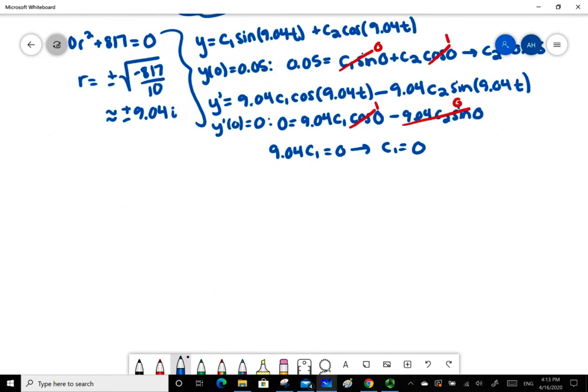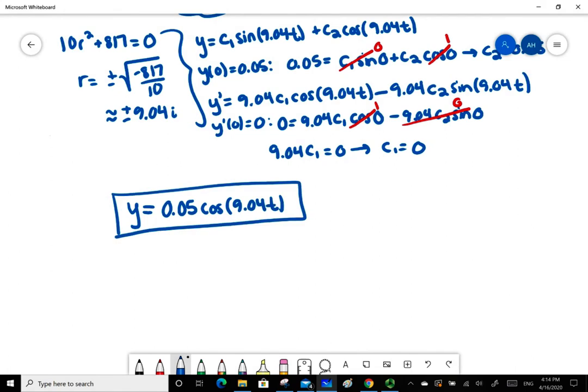So our formula for the position of the mass after t seconds is y = 0.05 cos(9.04t), where down is the positive direction.